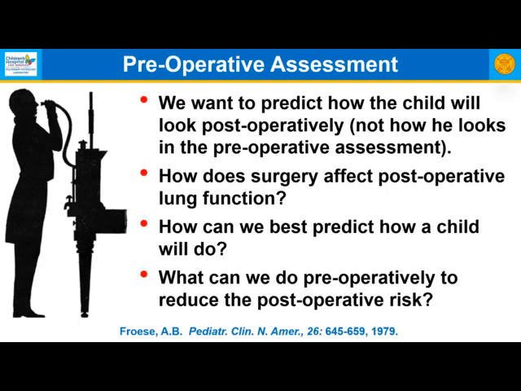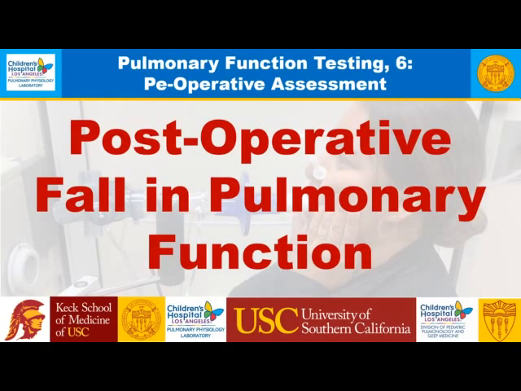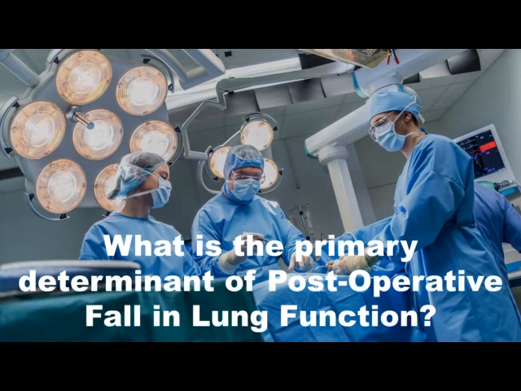How can we best predict how a child will do? And what can we do preoperatively to reduce the postoperative risk? That's the whole purpose of this. So, postoperative fall in pulmonary function: what is the primary determinant of postoperative fall in lung function?